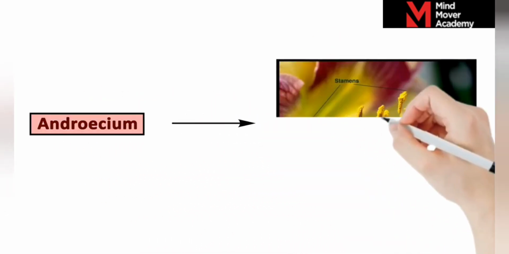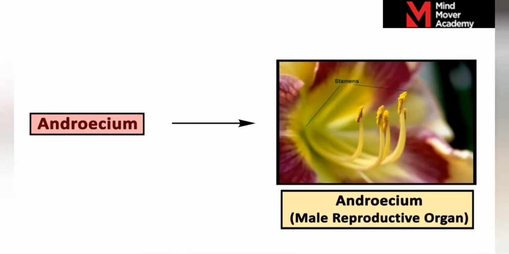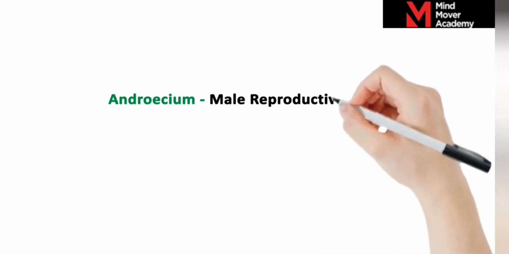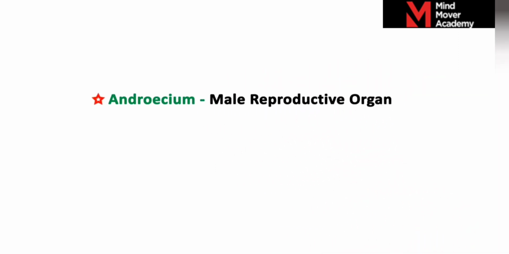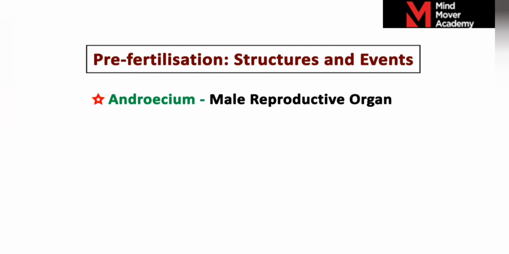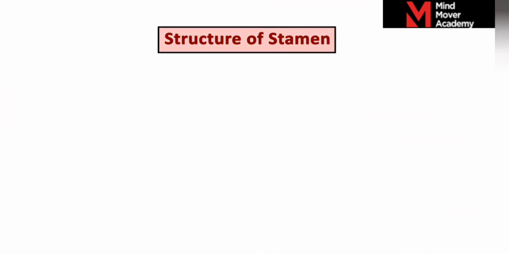Hello students, we know that the androecium consists of a whorl of stamens representing the male reproductive organ and the gynoecium represents the female reproductive organ. Well, in our previous module, we have discussed the androecium, the male reproductive organs, which are stamens, as a part of the topic pre-fertilization, structures and events. Let us recall the structure of stamen.